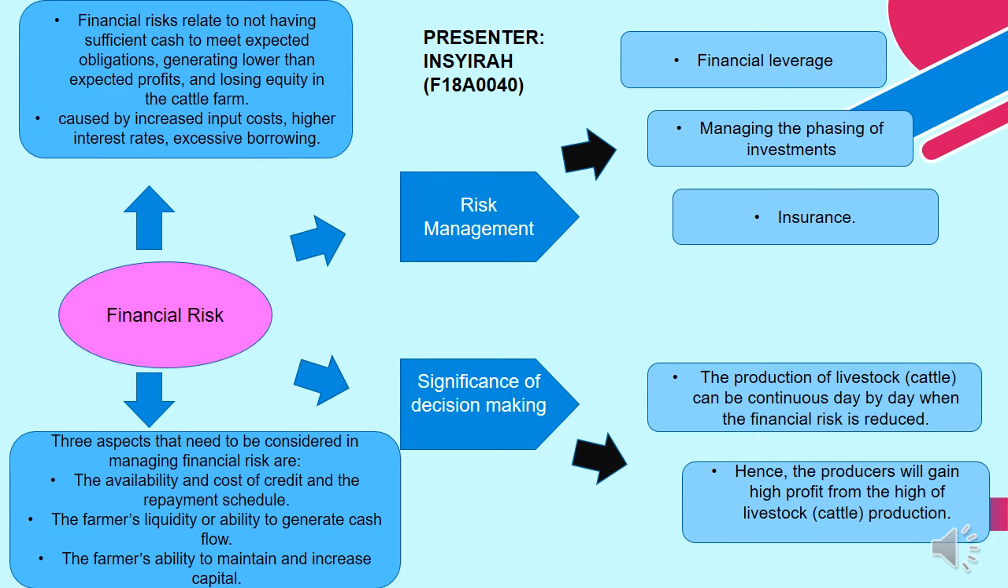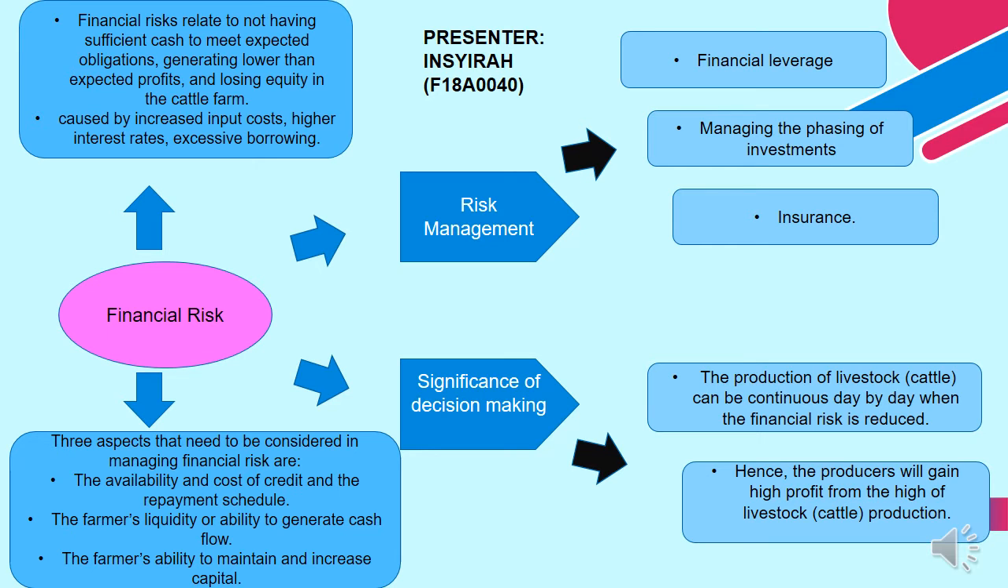Next is financial risk. Financial risks relate to not having sufficient cash to meet expected obligations, generating lower than expected profit, and losing equity in the cattle farm, caused by increased input costs, higher interest rates, and excessive borrowing. Three aspects that need to be considered in managing financial risks are the availability and cost of credit and the repayment schedule, the farmer's liquidity or ability to generate cash flow, and lastly, the farmer's ability to maintain and increase capital.